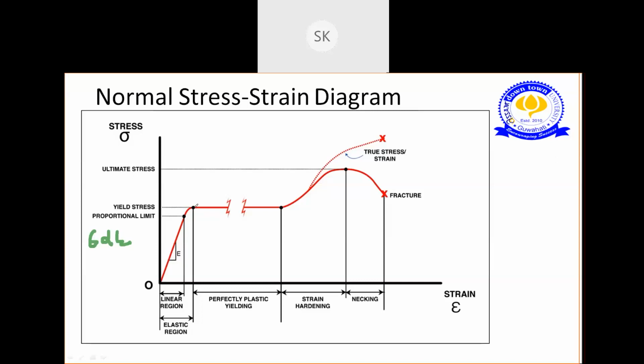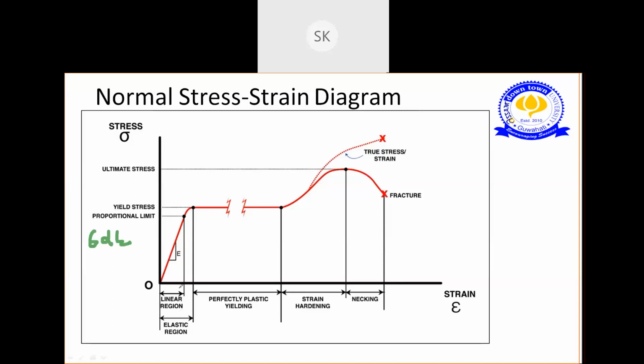Okay, so this point is called yield stress. It means after this point, your structure or member or whatever material will start yielding. From the next stress, it will start showing you its deformation. So whatever stress you give, it will get slightly deformed. This is the starting point of a body or structure or material to start deforming. And this region is called the elastic region.